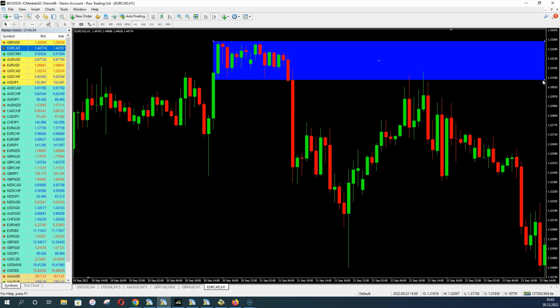Make sure that the box still fits with the wicks here. You can see it, and it's the same like you saw before.